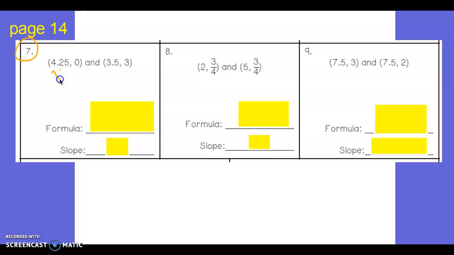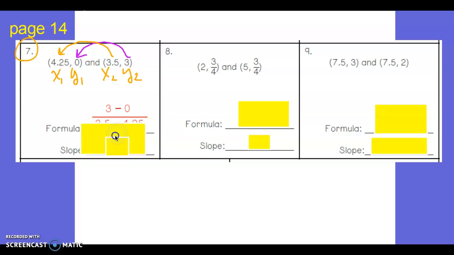Okay, so the first thing on number 7 you should have done is label x1, y1, first x, first y, x2, y2, second x, second y. The next thing we're going to do is draw our arrows. We take the second y minus the first y. I'm going right to left, 3 minus 0. Then I'm going to take 3.5 minus 4.25. So 3 minus 0 is on top, 3.5 minus 4.25 is on the bottom.